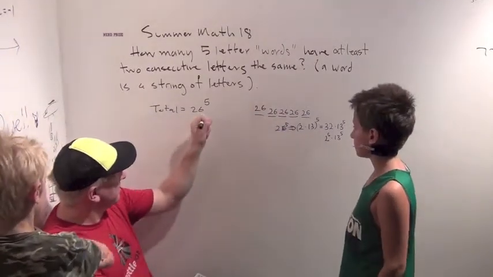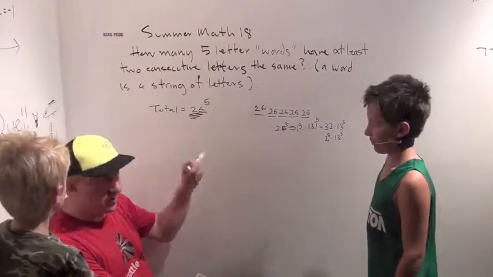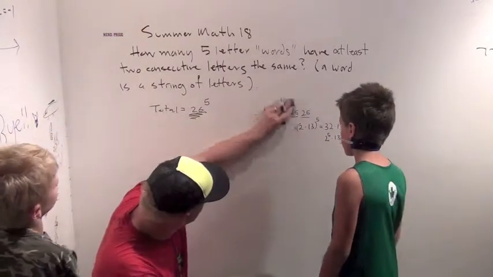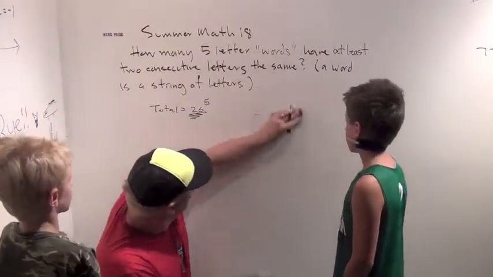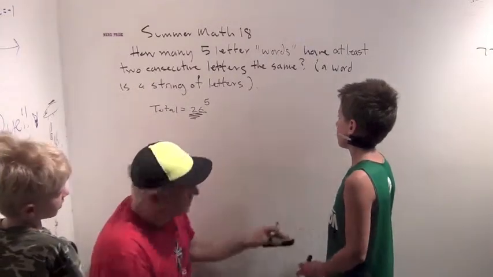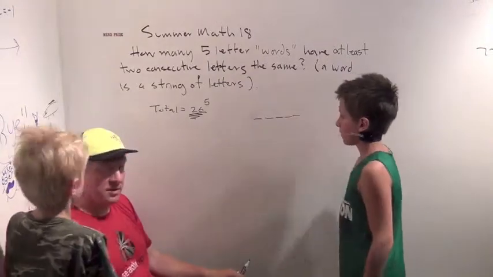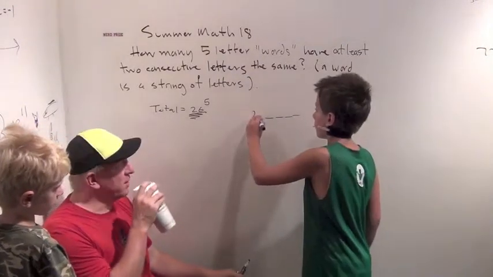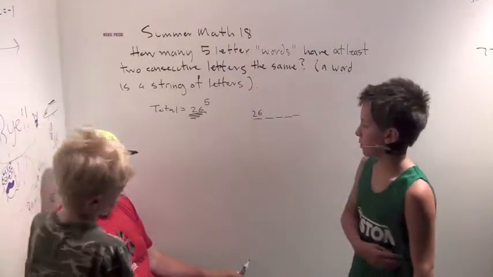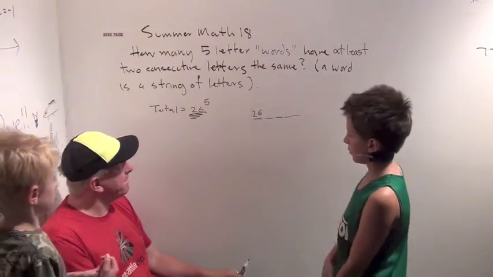Anyway, 26 to the 5th is correct. That's the total number of words. Now, what is the total number of words that have no consecutive letters the same? It's 5-letter words. 26. Why do we start with 26? Because you can use any letter. No restrictions on the first.